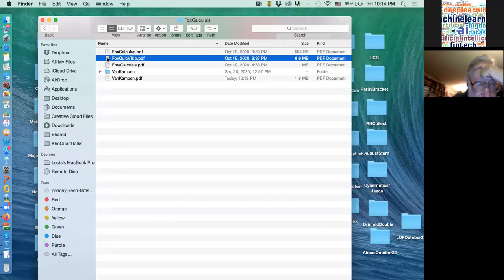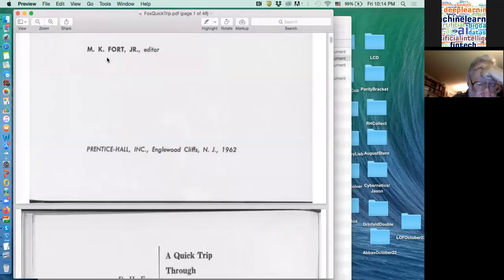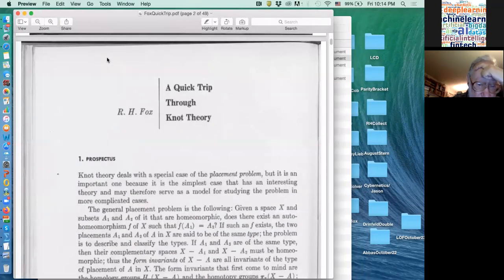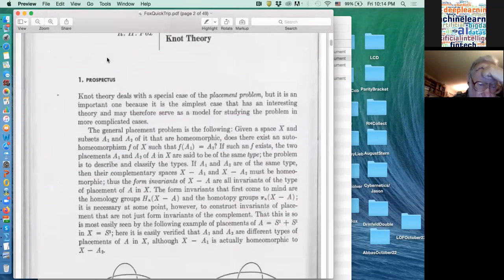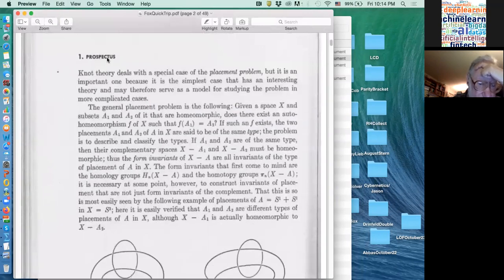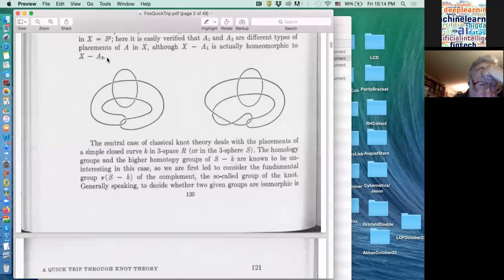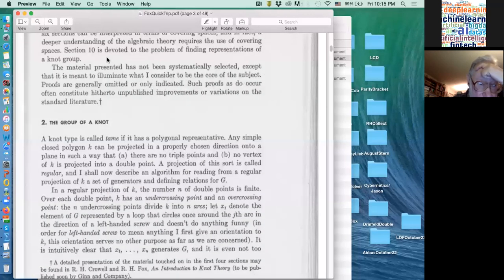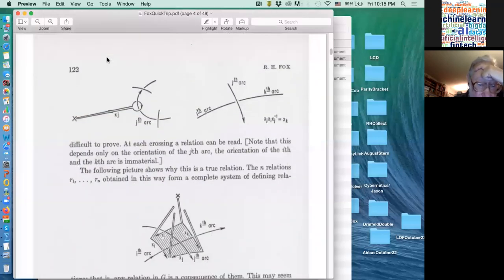There is a paper in here called A Quick Trip Through Knot Theory by Ralph Fox, which was written a long time ago. This is an excellent paper to look at, and I'm going to give you some tools today for reading it. You'll see that it requires some tools, although you can read the paper on its own. He talks about the group of the knot, the fundamental group. He's using the Wirtinger presentation like we're using.